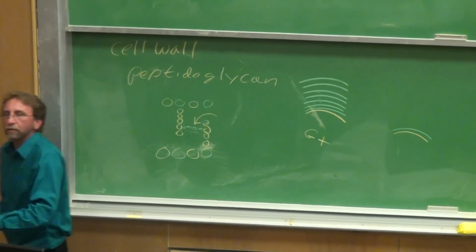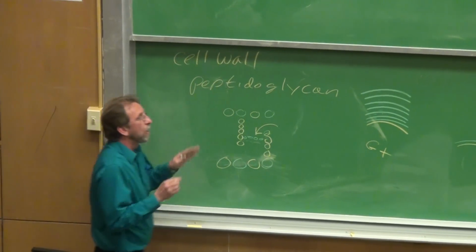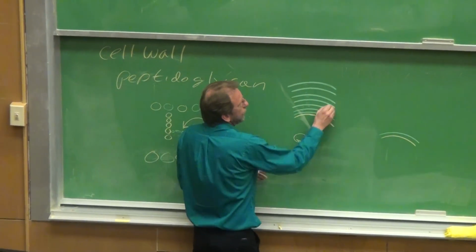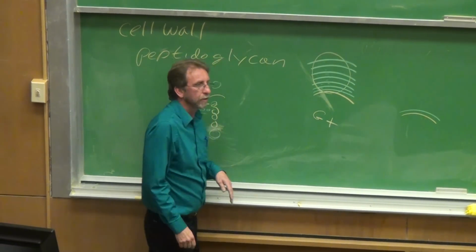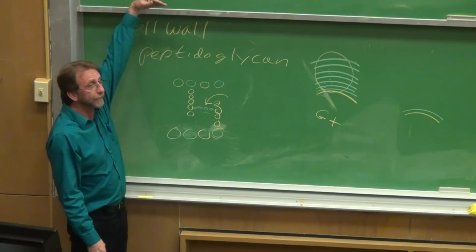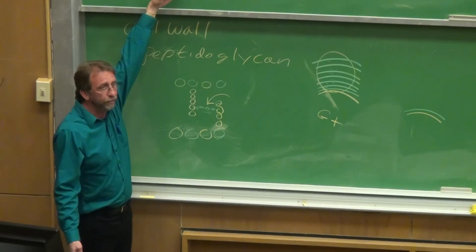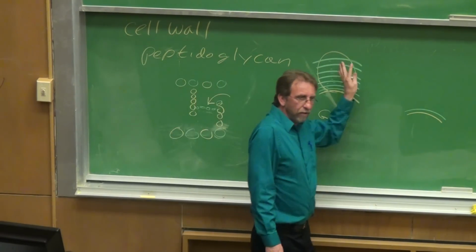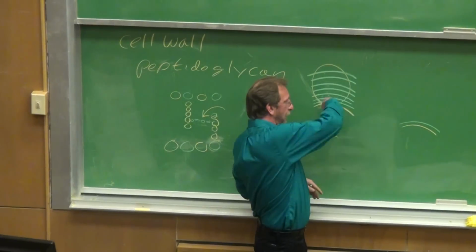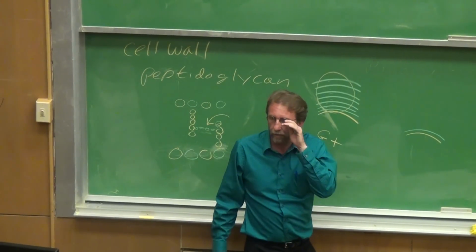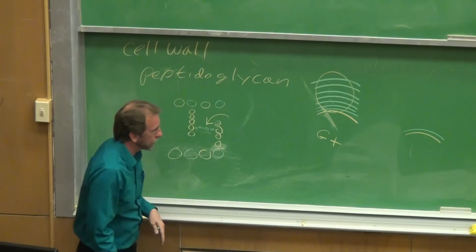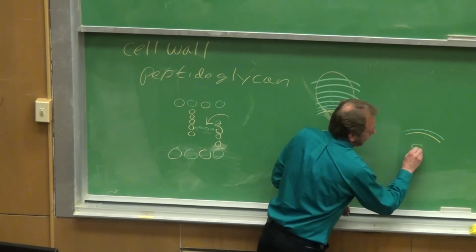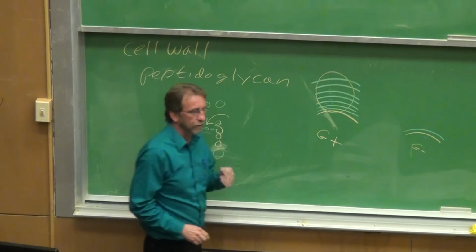Anytime I refer to a cell as being gram-positive, what I'm telling you is that cell has this large layer of peptidoglycan as its cell wall, maybe 30 layers thick. Those that don't stain purple, because they don't have a thick peptidoglycan layer, are identified as being gram-negative.